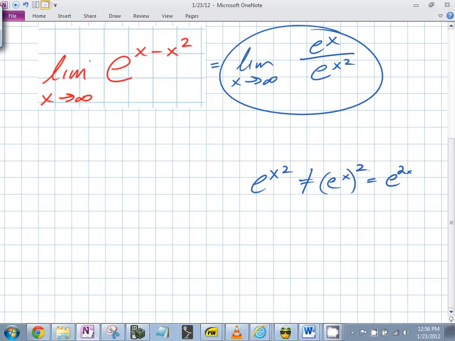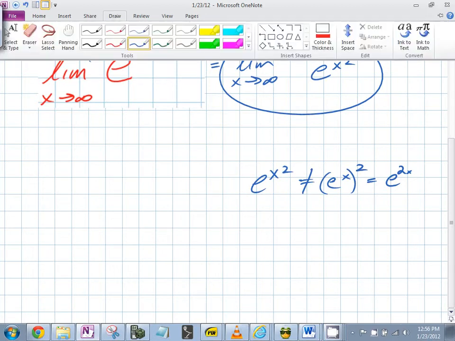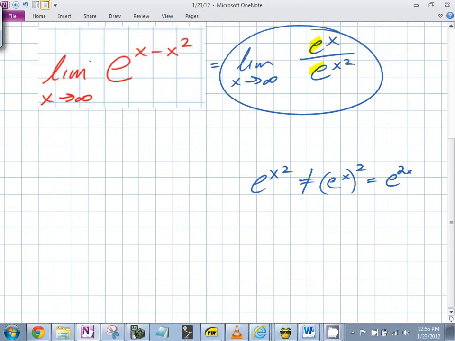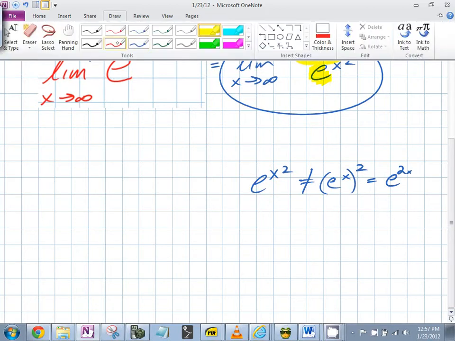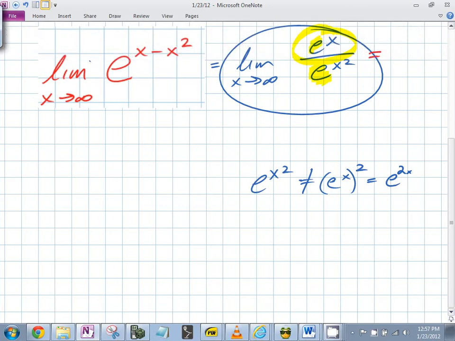Is e to the 2x the same thing as e to the x squared? No, there really isn't anything you can do other than to make an observation. You have the same bases here. You have this base right here and you have this base right here. You understand that? So one way to think about this is, as x gets big, how big does x squared get? Much bigger, right? So the whole top here is going to get big, but the denominator is going to get much, much bigger. So something smallish over something huge is going to what? It's going to 0.